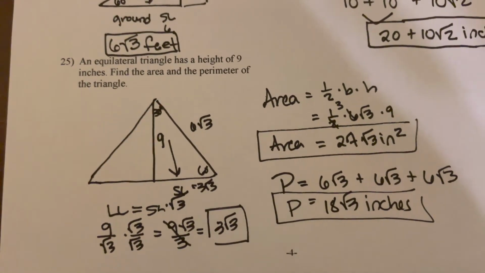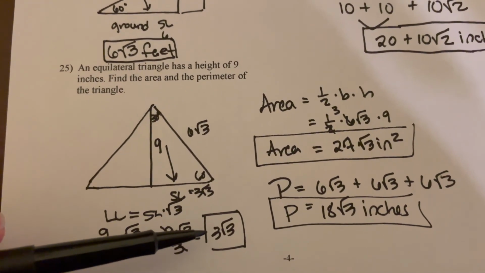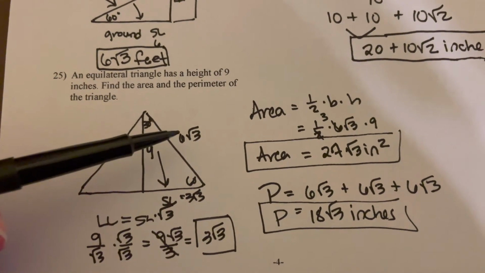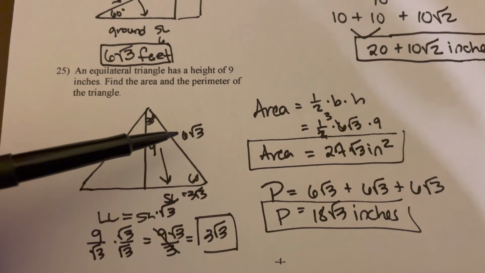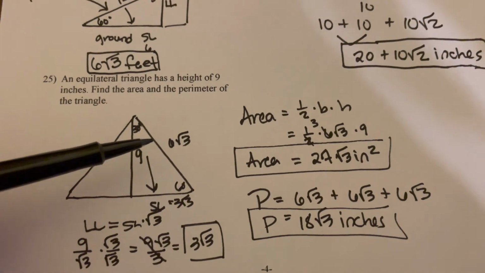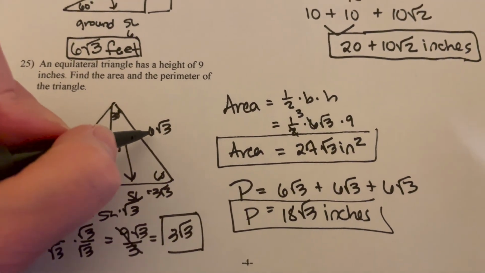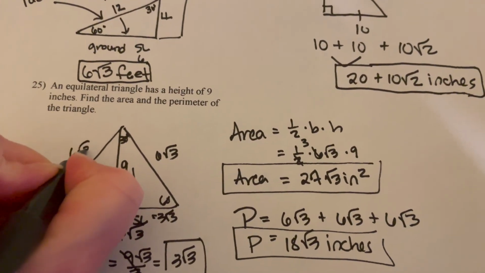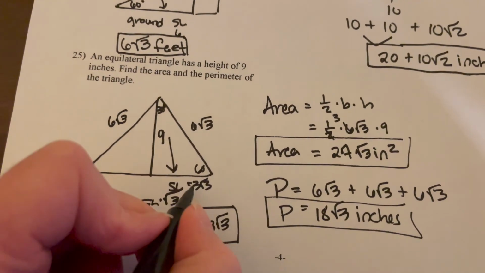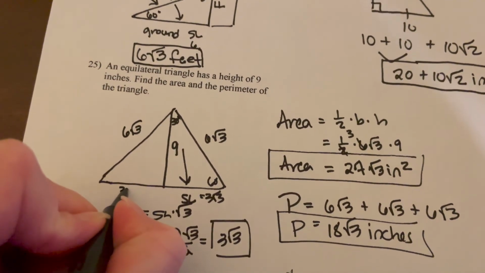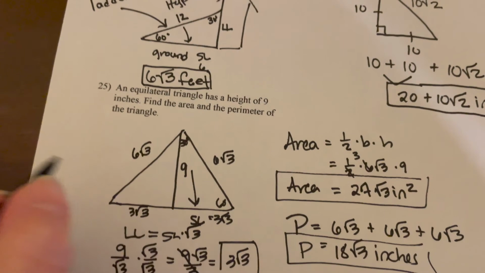So I end up with the short leg is 3 root 3. Multiply that by 2 to get the hypotenuse. And then remember, because it's an equilateral triangle, all of my sides are 6 root 3. Right? This whole thing would be 3 root 3. This would be 3 root 3. So the whole thing is 6 root 3.